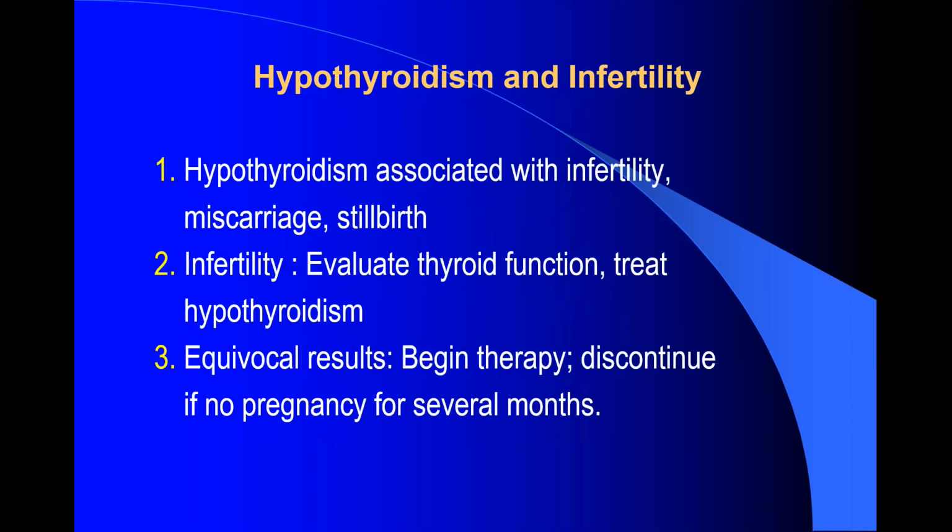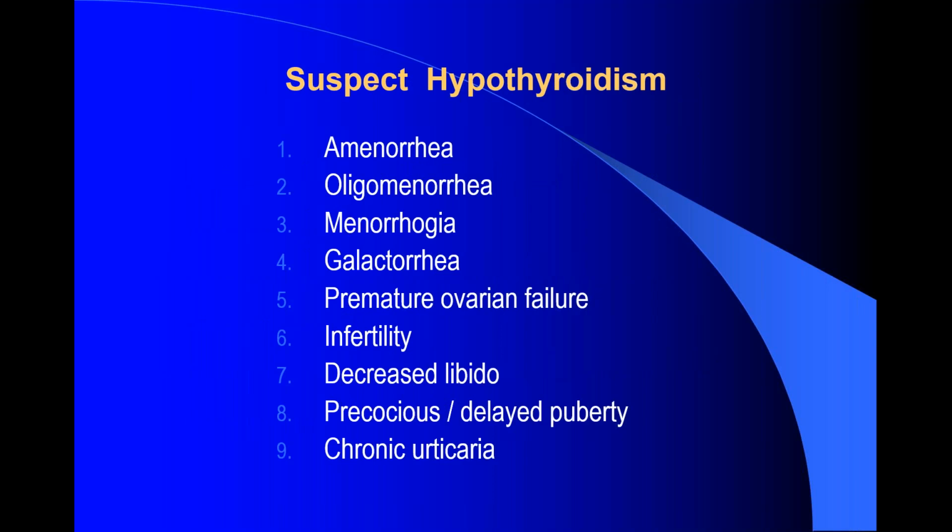Then, as I have already told you, hypothyroidism is associated with infertility. It is a basic test in an infertility checkup. You have to check it, and if it is there, you have to treat it. Then, if there are equivocal thyroid results, you can begin therapy and discontinue it if there is no pregnancy for several months.